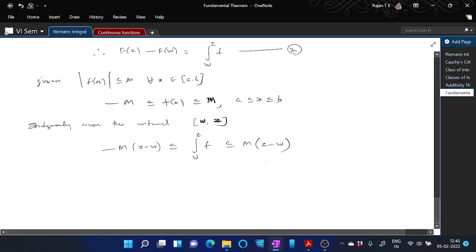This you take as 3. Therefore, already we have F(z) minus F(w) is integral w to z of f, and here we have minus M times (z minus w) is less than or equal to integral w to z of f is less than or equal to M times (z minus w). So, using these 2 in 3, we get minus M times (z minus w) is less than or equal to F(z) minus F(w) is less than or equal to M times (z minus w), using 2 by 2.